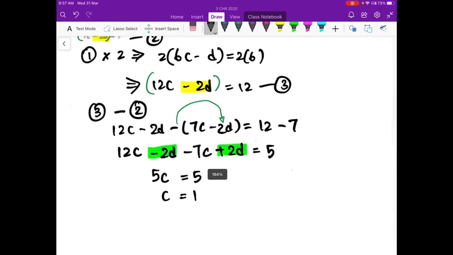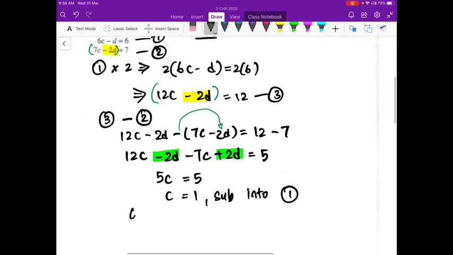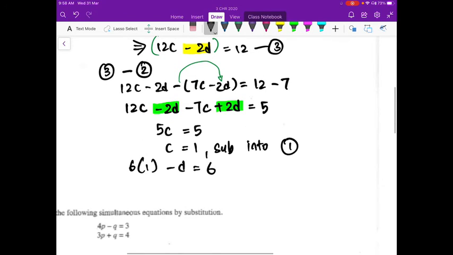Now with c equal to 1, we can substitute it back into either equation 1 or equation number 2. Doesn't matter. Let's start with equation 1. So 6 times 1 minus d equals to 6. Now I want to find the value of d. I remove the 6 on the left hand side by subtracting 6. So negative d equals to 6 minus 6, which is 0.